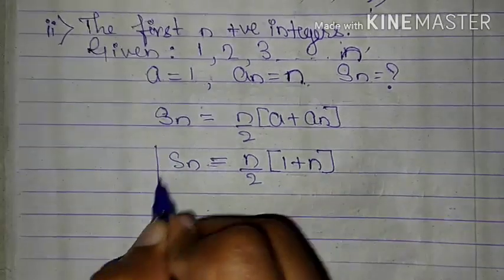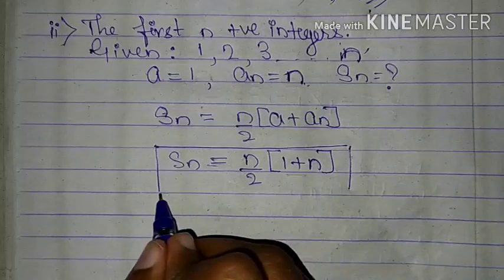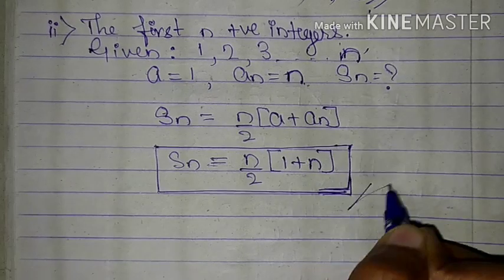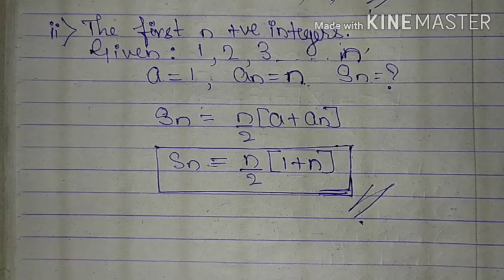This is a very important result because it gives the sum of first n positive integers or first n positive natural numbers. Whenever they ask you, this question is asked for at least 1 mark. They'll ask, write the sum of first n positive integers. Then that will be n into n plus 1 divided by 2. 1 plus n or n plus 1, both are one and the same because addition is commutative. So Sn is equal to n by 2 into 1 plus n or n into n plus 1 by 2 is the solution.